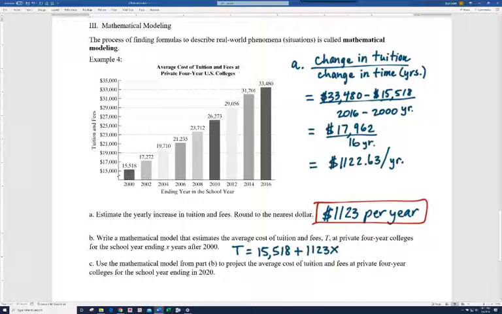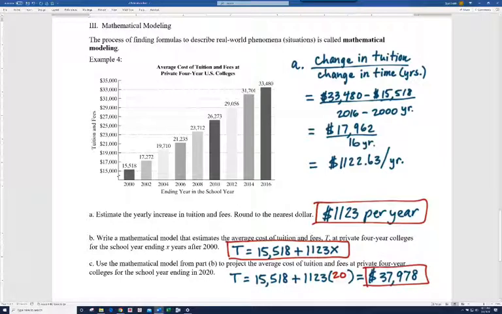Well, 2020 is 20 years after the year 2000. Remember, our data starts in 2000. That's our starting point. So in 2020, we're 20 years later, and notice we're off the grid here. This is 4 years after our last amount. So I'm going to write the formula. I keep forgetting to highlight those. And I'm going to replace x with 20. And so you get $37,978. Now, I don't know how accurate that is, but I know that's a lot of money.